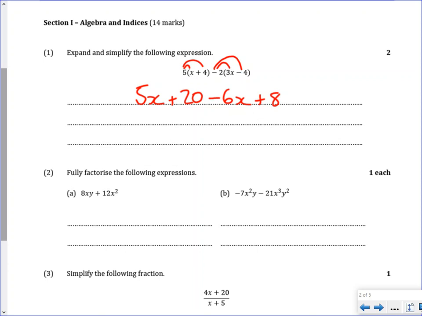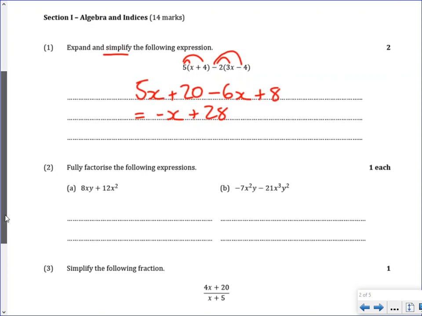But then the question is also telling us we want to simplify the answer as well. So now we've got 5x minus 6x, which equals negative 1x, or we can just write it as negative x. And we have 20 plus 8, which equals 28. And because these are non-like terms, that means we're just going to leave it as that. There's nothing else we can do to it.